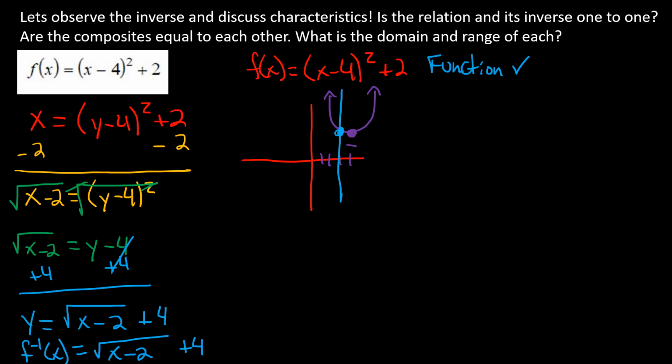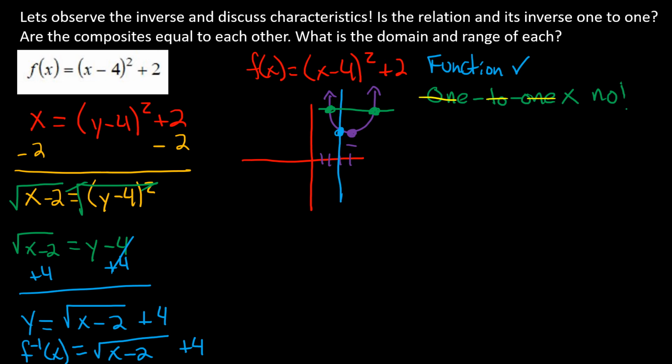Now is it 1 to 1? Well, for 1 to 1, we have to do the horizontal line test. That horizontal line test goes side to side, and it can only touch once. Well, I'm touching once, twice. So is this 1 to 1? That's a big fat no. Okay, not 1 to 1, so we can go ahead and cross that out. It is a function, but it's not 1 to 1. Okay, so we've identified whether it is or it isn't.